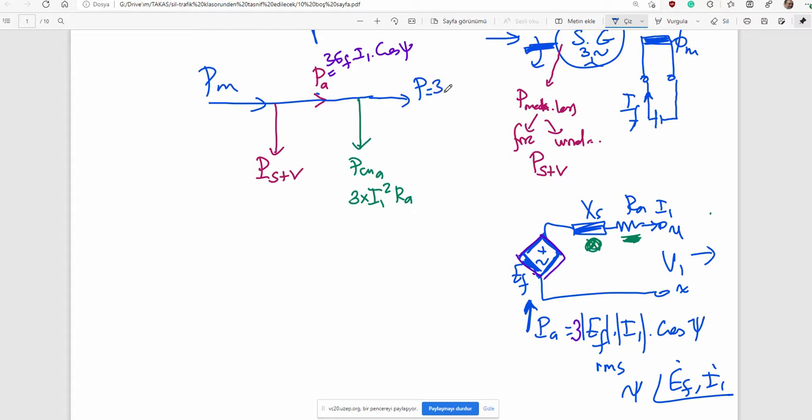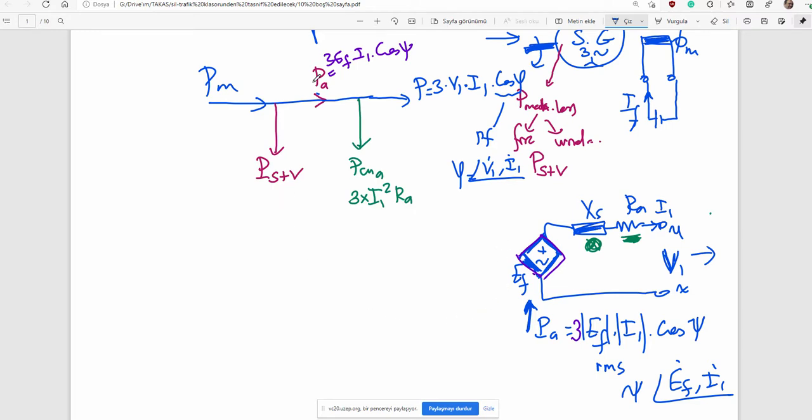It is equal to 3 times, again, the one-phase terminal voltage V1, the one-phase terminal current I1, and cosine phi, which is the power factor. You know, phi is the angle between the V1 phasor, which is generally chosen as reference, and I1. That is the phase displacement or power angle.